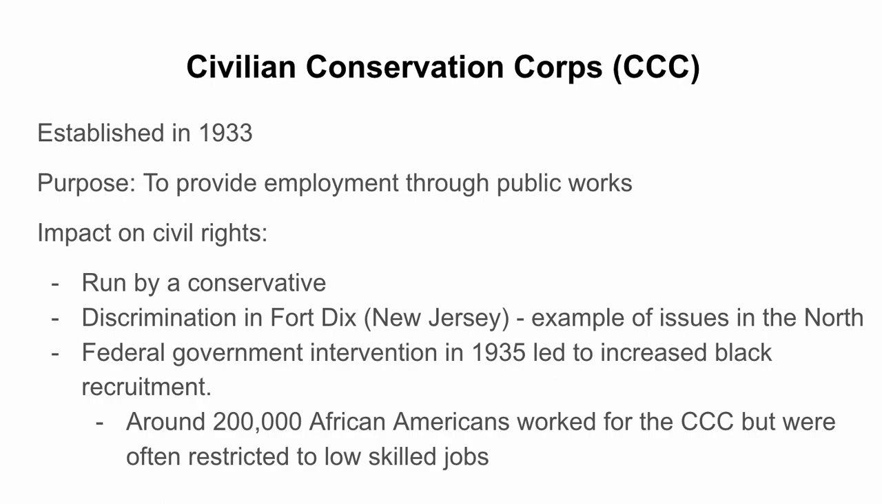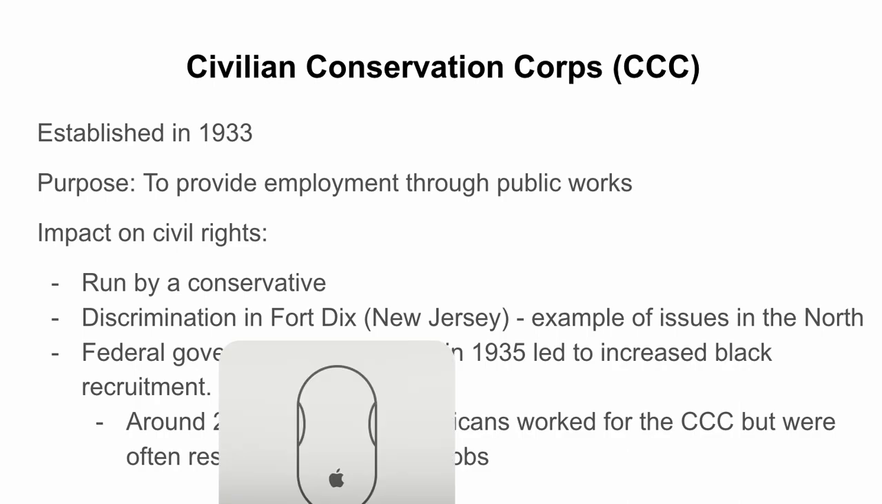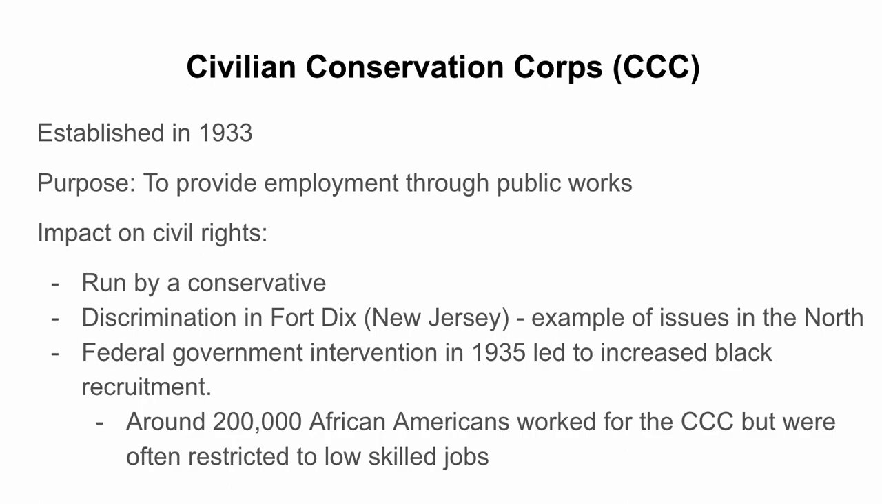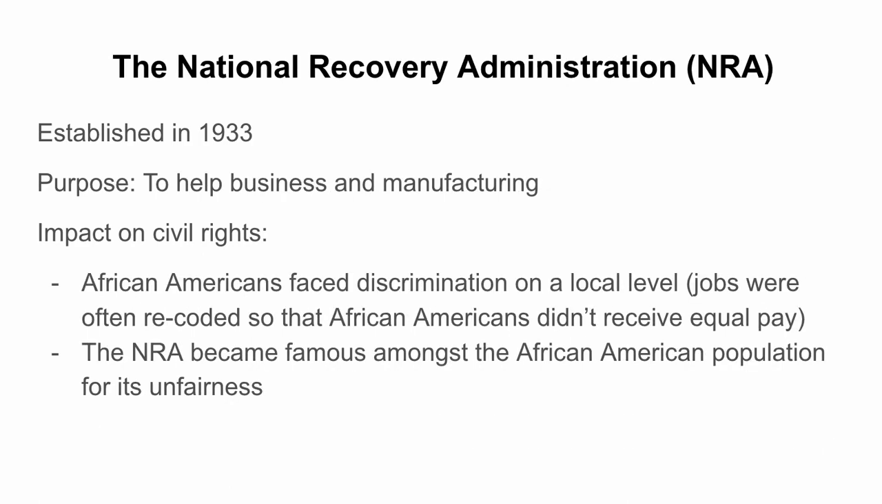This led to federal government intervention, which led to increased black recruitment. About 200,000 African Americans worked for the CCC, but were often restricted to low-skilled jobs. So again, it does provide some help, but not as much as it could have. And a broader point, which I'll talk about in my topic 3 revision video, is thinking about whether some help is better than no help. Obviously this could have done more and there was discrimination, but potentially it's still providing some help to African Americans.